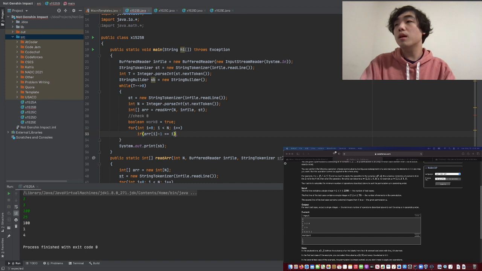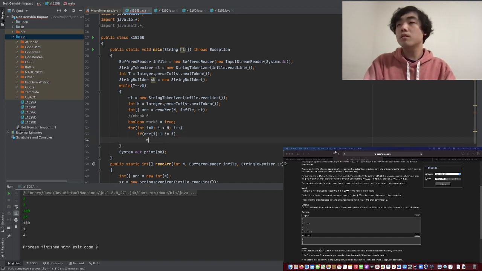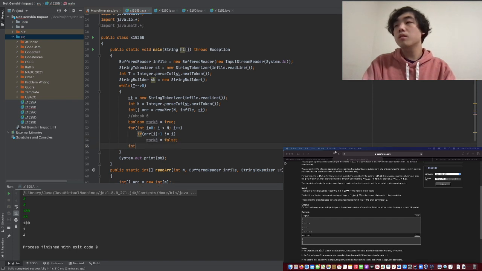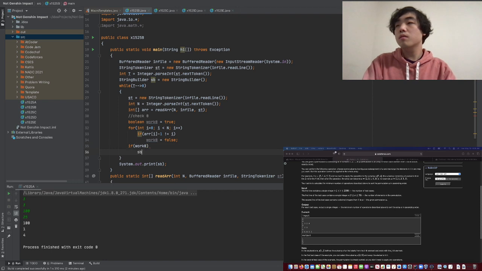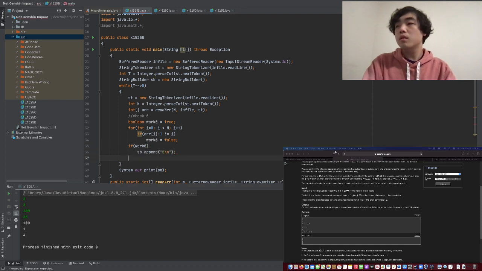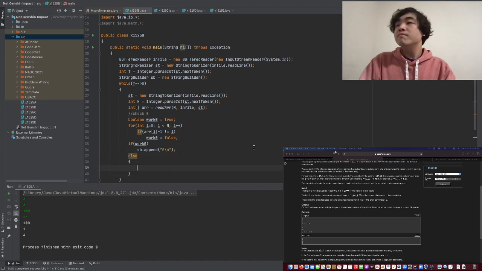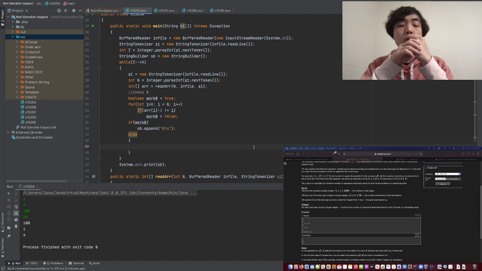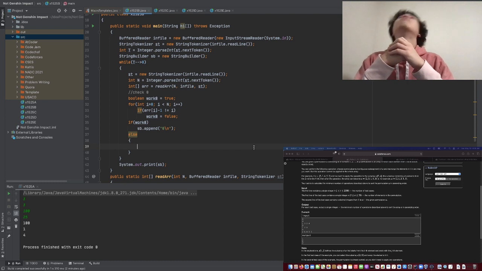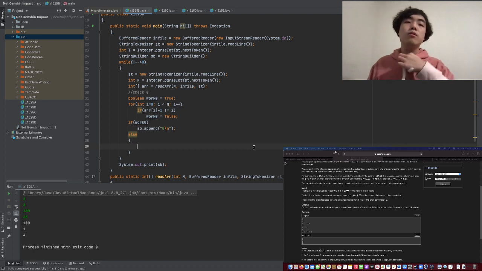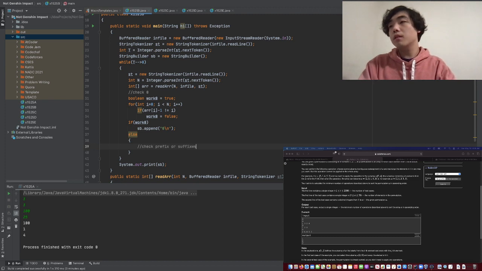If array at I minus 1 does not equal I, work 0 is equal to false. So if work 0 in one permutation. Okay, if it is 5, 4, 3, 2, 1. Wait, we can only choose a subarray, right? Yeah. So check prefix or suffix.